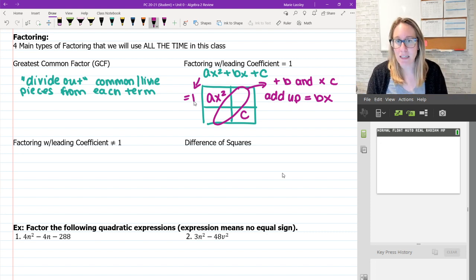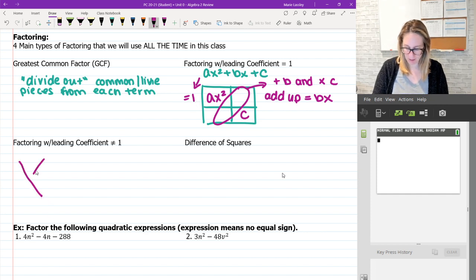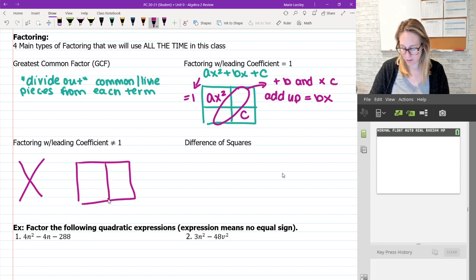Okay, so if this is not your technique, don't stress. You don't have to do it this way. This is just how I like to do it. So I like to call this the X box method, because we're going to do an X and we're going to do a box.